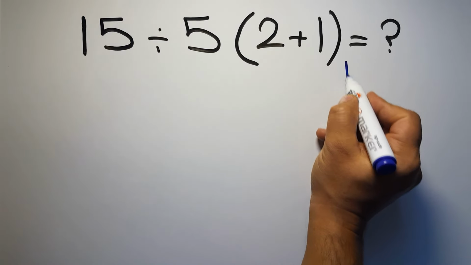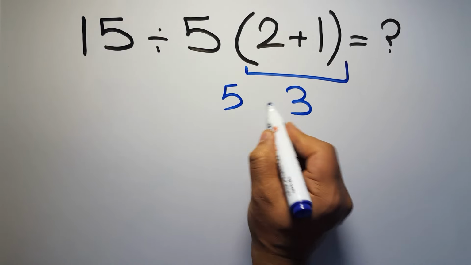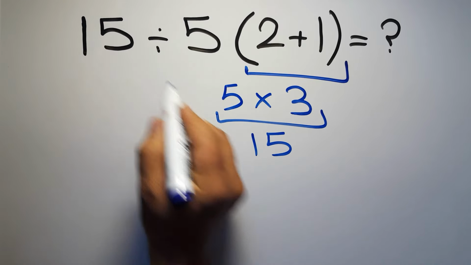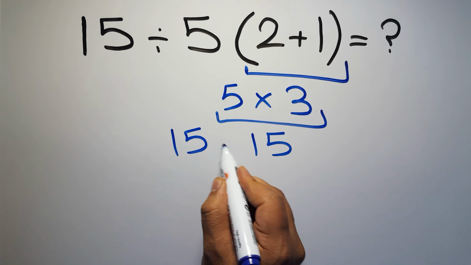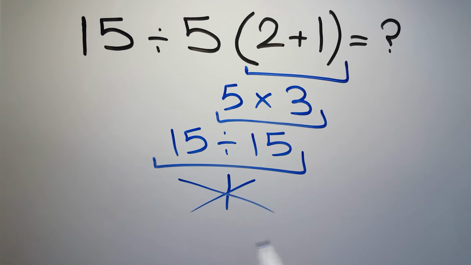2 plus 1 gives us 3. And then 5 times 3 equals 15. So 15 divided by 15, which equals 1. But this answer is not correct.